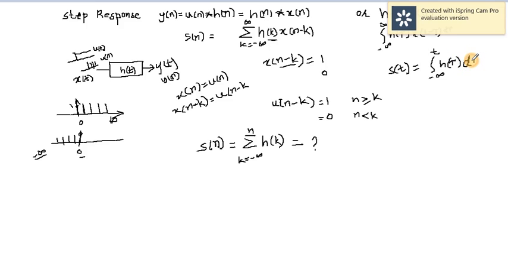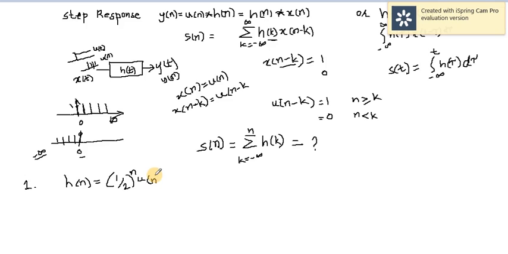Now we can solve this kind of problems. The very first problem, as we are familiar, we can consider h of n is equal to half raised to n u of n. So let's consider half raised to n u of n.